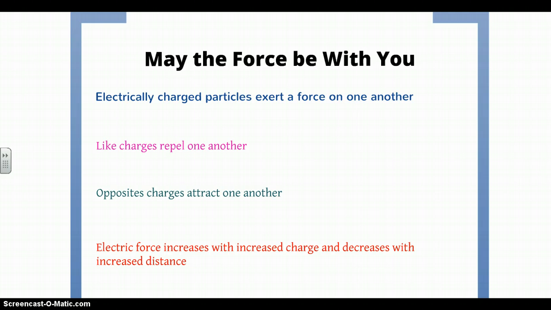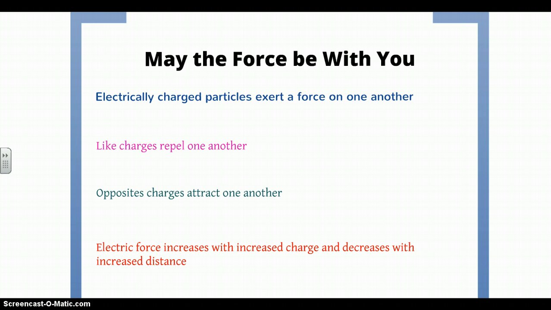So the forces that these exert on each other: obviously the electron, as you know, has the negative charge and the proton has the positive charge. When they come near each other, they exert a force on each other. Now, like charges repel one another. By like charges, I'm talking about two things that are the same. They're alike. So if you have 2 protons next to each other, they're going to push away from one another. Or if you have 2 electrons next to one another, they will also push away from each other. They do not want to be near each other.